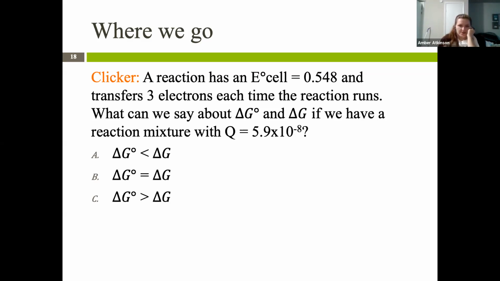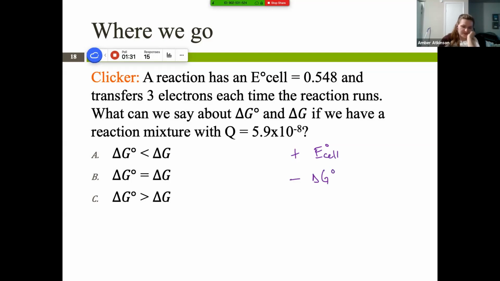Well, kind of like what we just said, if E cell is positive, you'll have a negative delta G naught, and it's going to be, well, hang on. I just confused myself. So keep in mind that both of these are at standard conditions. What is our Q value at standard conditions? 1.